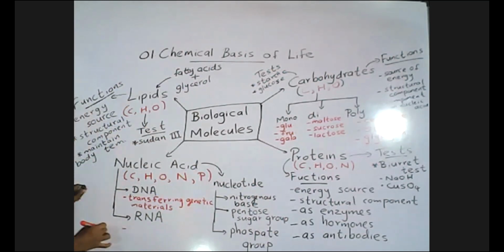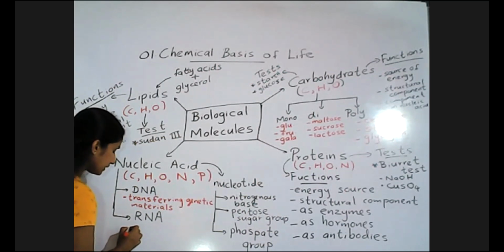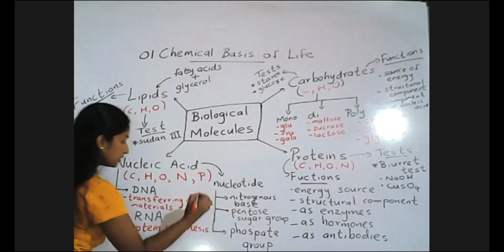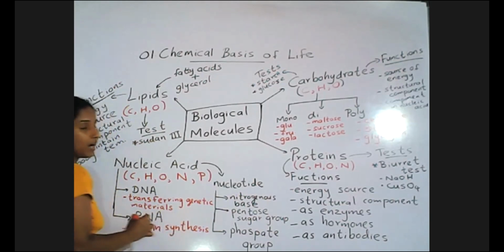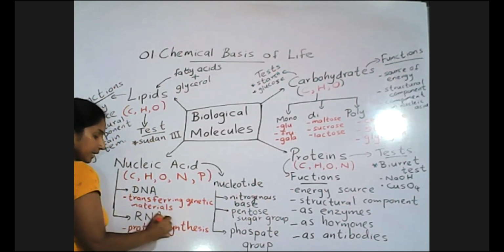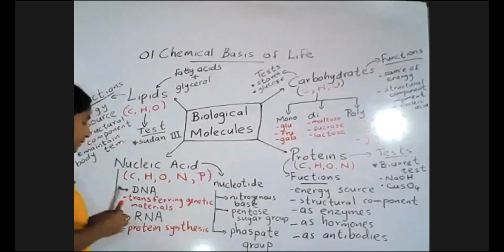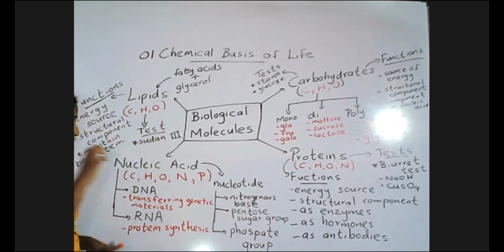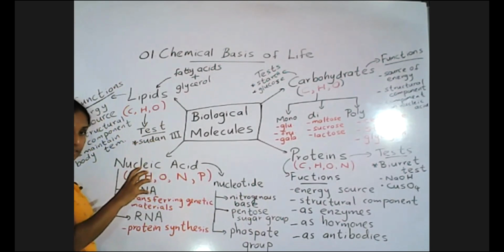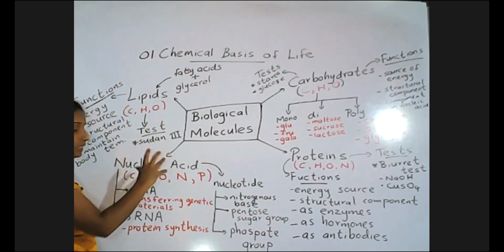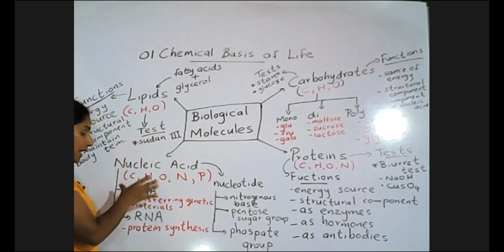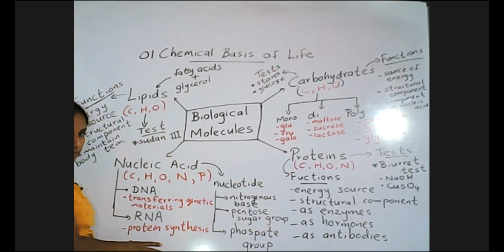Then what is the function of RNA? Yes, protein synthesis. That is the main function of RNA. There are three types of RNA, mRNA, tRNA, and rRNA. All these types of RNA help with the synthesis of protein. So if you are asked to write the functions of nucleic acid, you can write both as common functions.